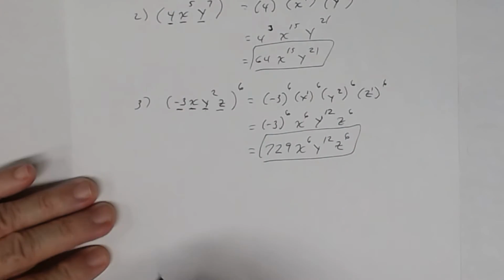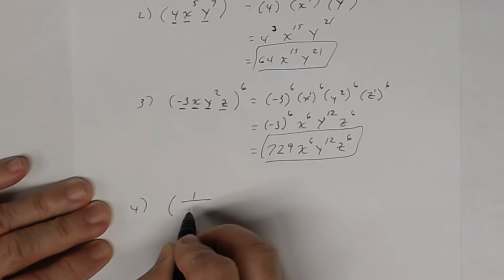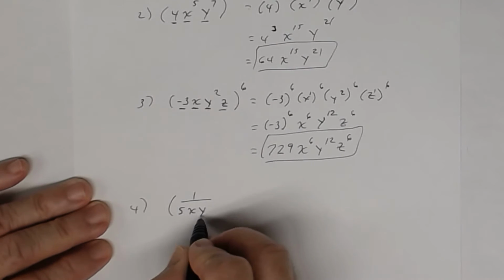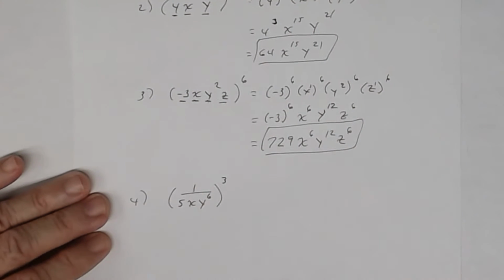Okay, let's look at number 4. So number 4, we have 1 divided by 5x y to the 6, and all that's being raised to the third power.